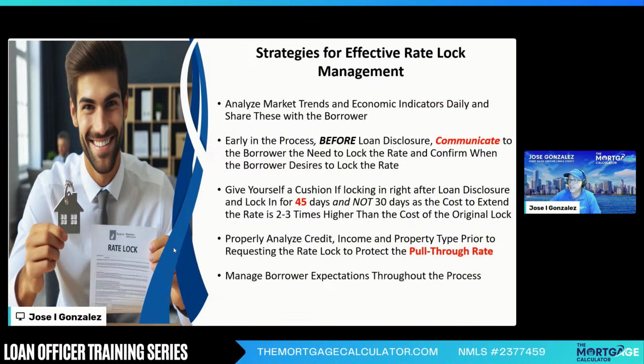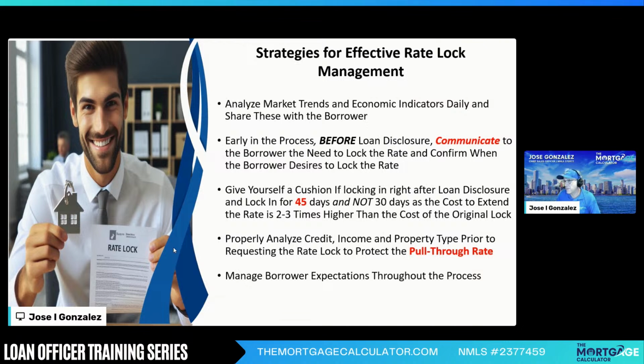Now, when you are going to lock that file, I mentioned 30 days and I also mentioned 45 days. So listen, give yourself a cushion if you're locking it in right after a loan disclosure, and lock it in for 45 days and not 30 days. Unless you get an appraisal waiver, then do 30 days. If you didn't get an appraisal waiver, do 45 days. Especially refis. Remember, you have a rescission period, 3-day rescission period on a primary, right?